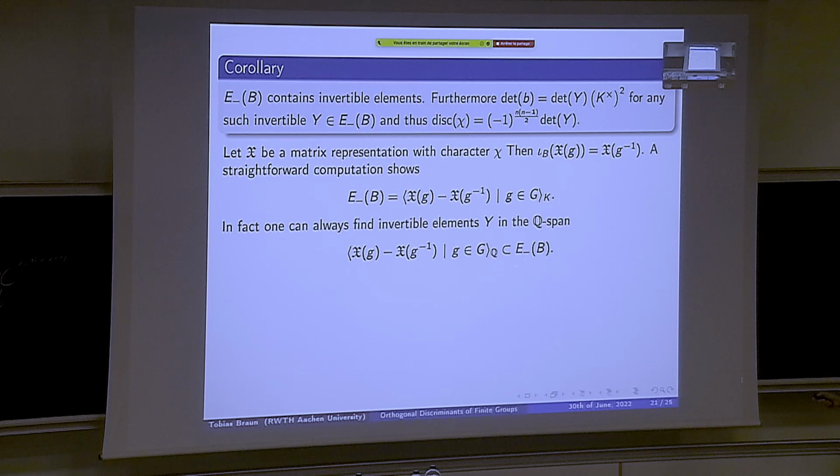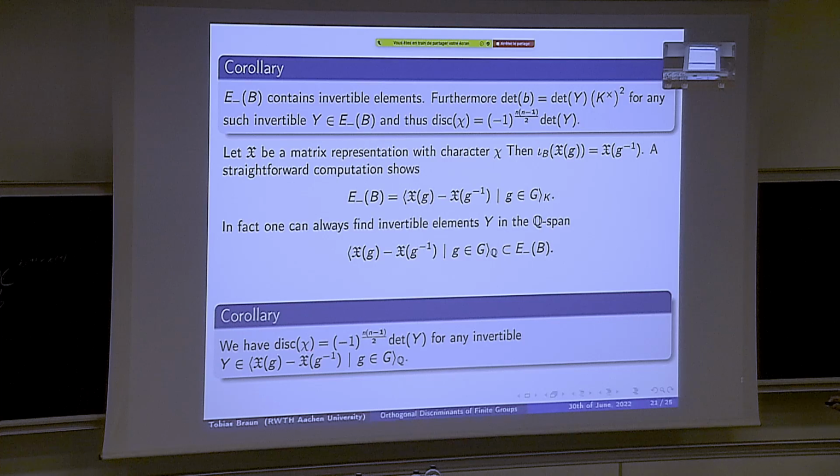And in fact, you can even simplify this just by not taking the K span, but the Q span. Remember, K was the character field, so you just search for invertible elements here, and the proposition is the following. The discriminant of chi is just the determinant of Y for any invertible element Y in this set. And as long as you can construct a matrix representation or have one available, you can just, by a random search, try to find some invertible element here and compute its determinant, and you are done.